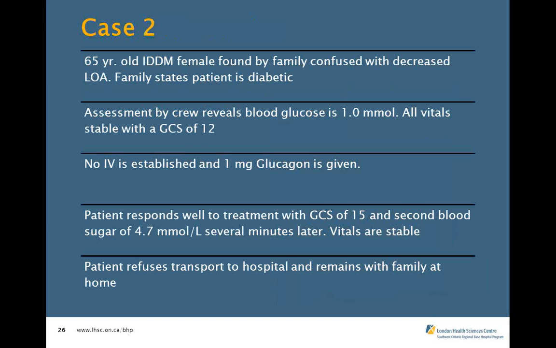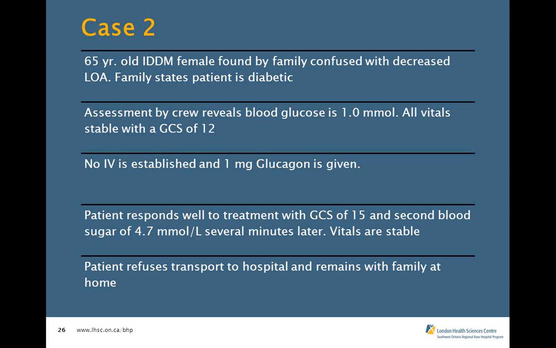So a 65-year-old insulin-dependent diabetic female found by her family, confused, with a decreased level of alertness. Family states the patient is a diabetic. Assessment by the medic crew reveals a blood sugar of 1.0 millimoles per liter. Vitals are stable. They're tagging the patient with a Glasgow Coma Scale of 12. No IV is established, and they decide to use their glucagon. So 1 milligram of glucagon is given.